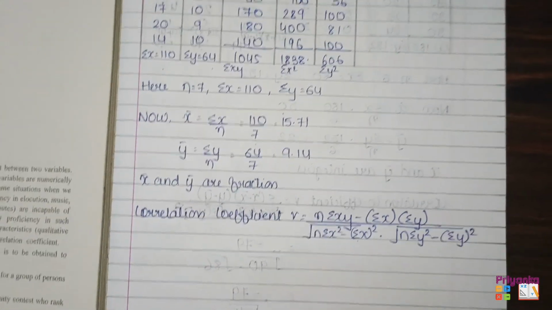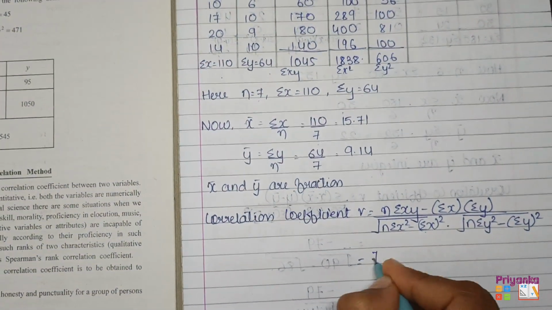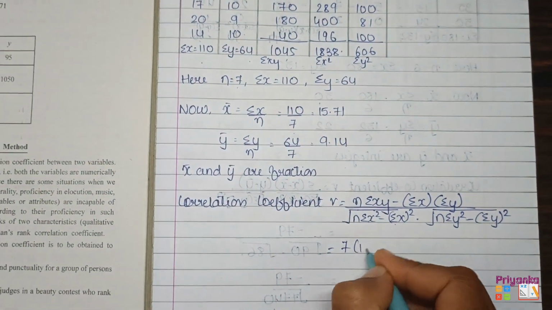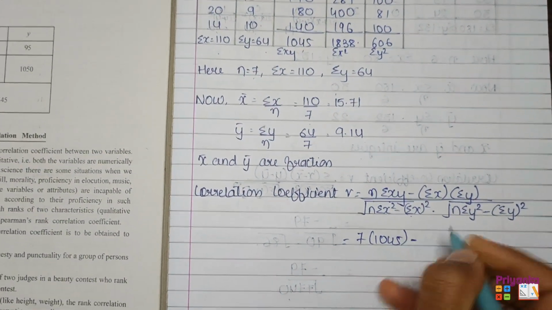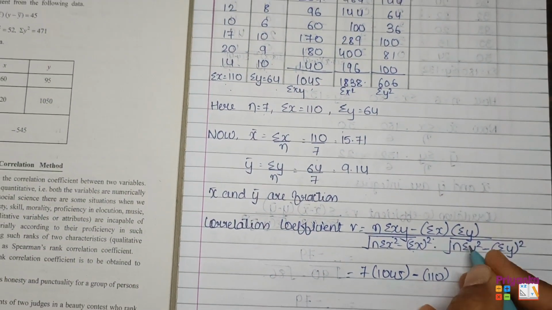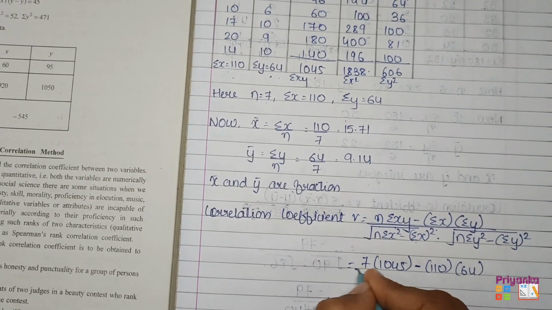So just let's put it into the formula. n is 7. Sigma xy is 1045, minus sigma x, that is 110, times sigma y, the total of the y column, that is 64.